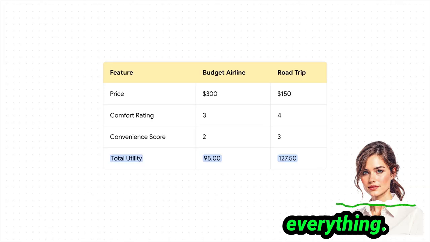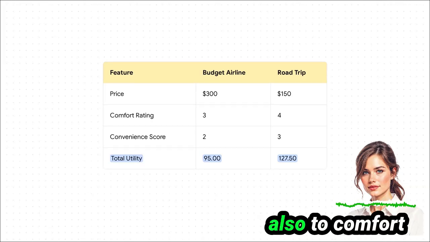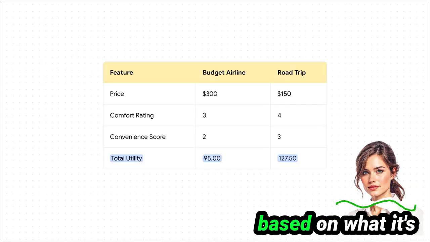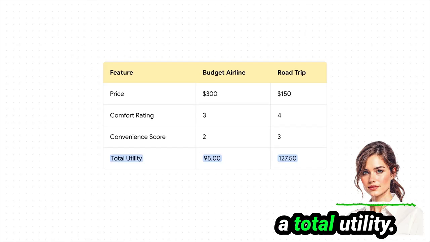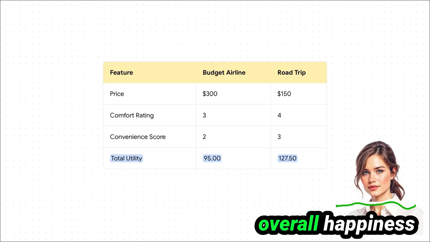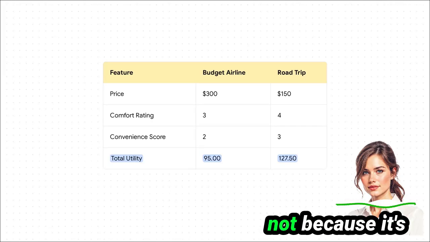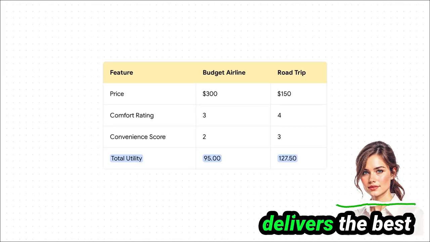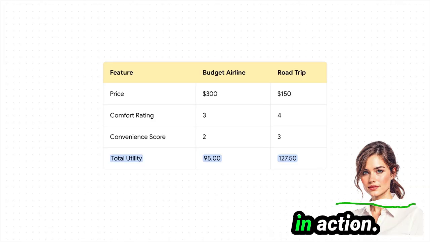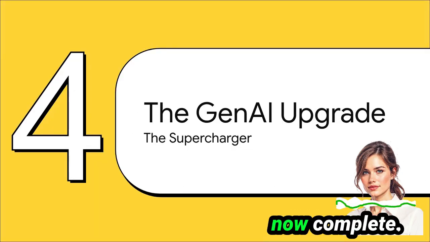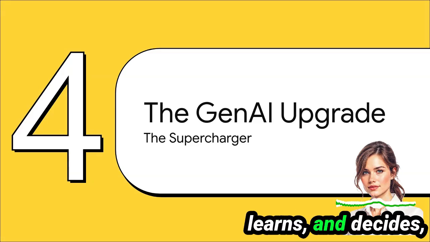It weighs everything. It assigns a value to price, sure, but also to comfort and convenience, based on what it's learned about what its user prefers. It then calculates a total utility. Think of it like an overall happiness score. And here, the road trip wins, not because it's the cheapest, but because it delivers the best overall value. That is rational decision-making in action. Our blueprint is now complete. We have an agent that knows, thinks, learns, and decides.